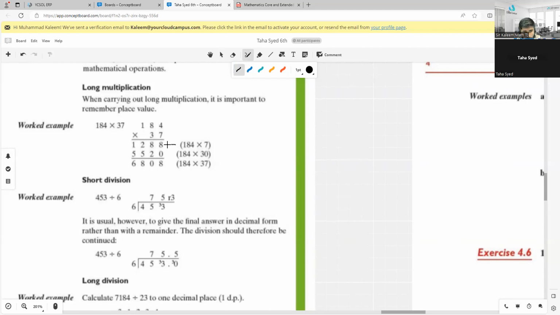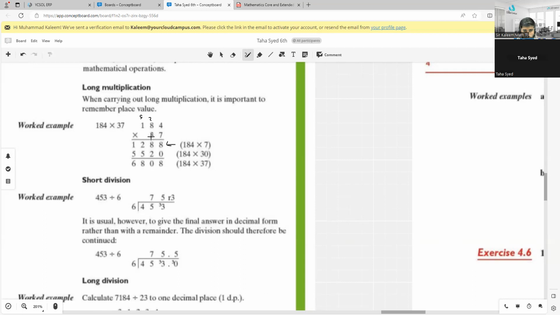Then you have to write its answer here. 7 times 4 becomes 28. So 2 will be carry, and then 8 times 7 becomes 56. 56 and 2 become 58. So 8 will be here and 5 will be carry. After that, you just have to multiply 7 with 1. 7 times 1 gives you 7. 7 plus 5 becomes 12. So this one is the answer.